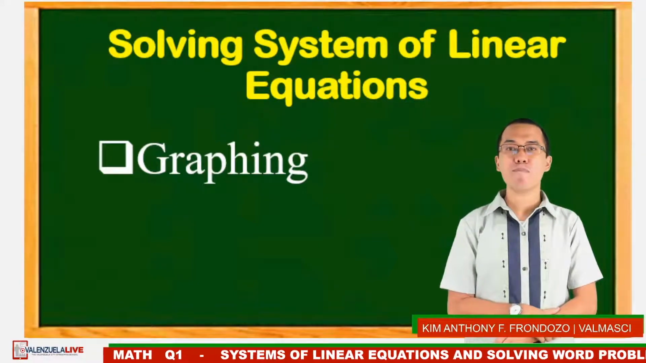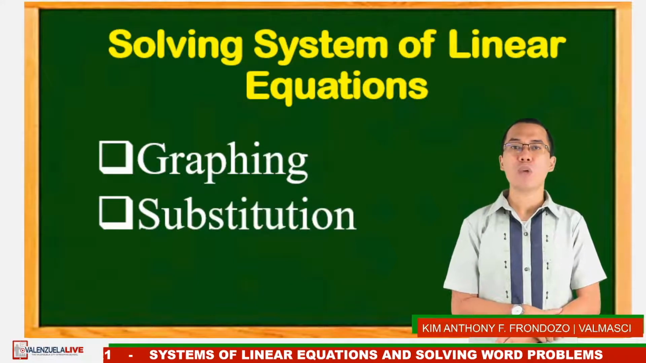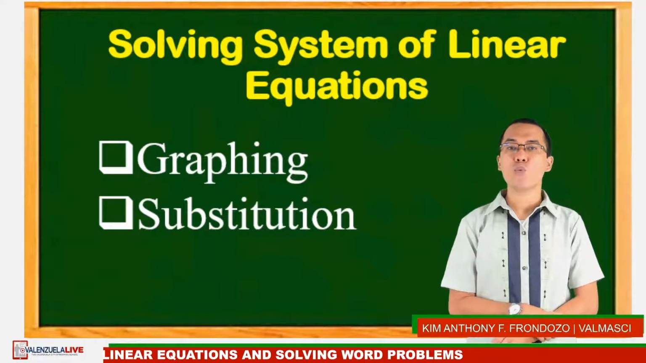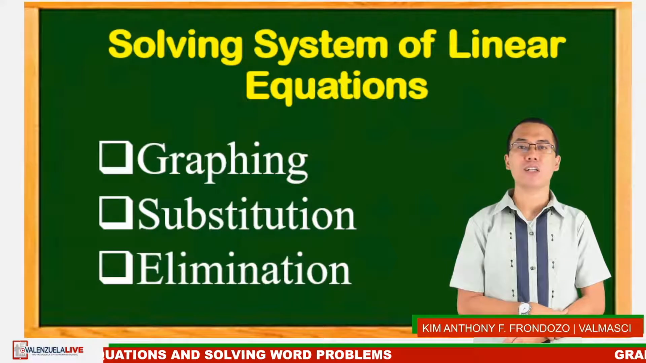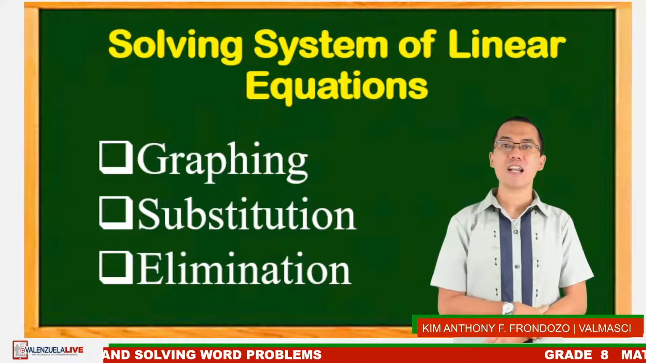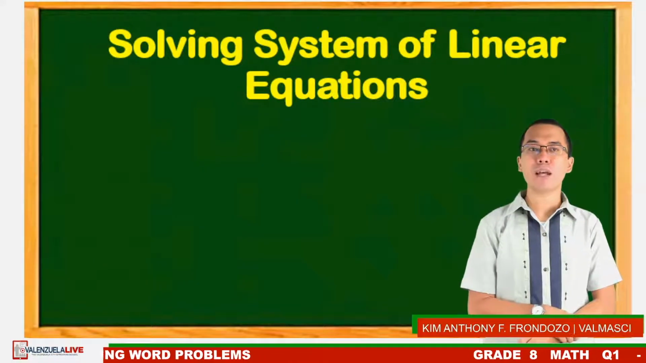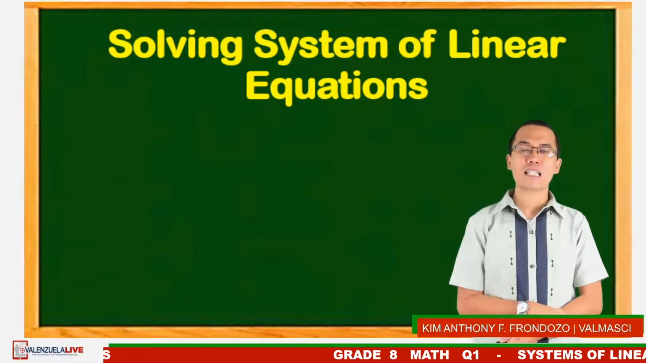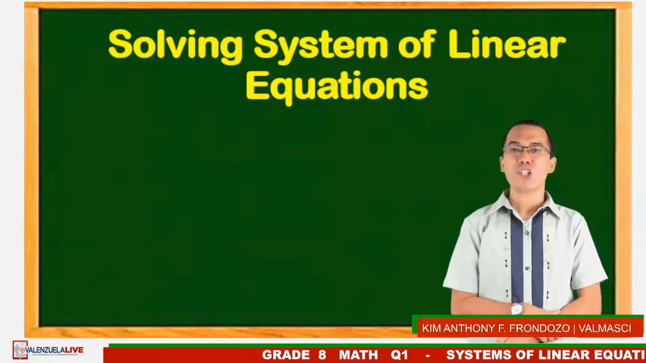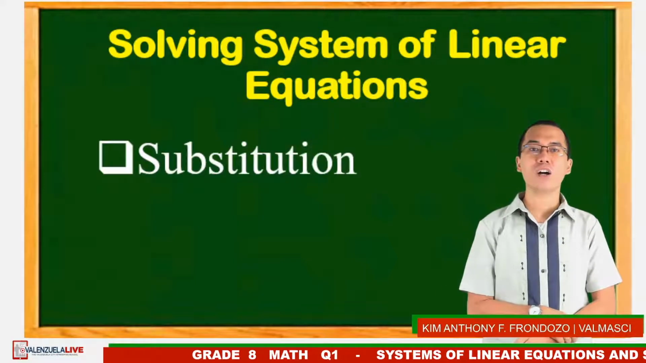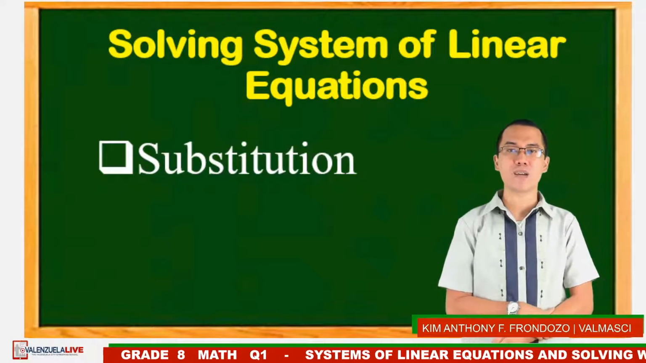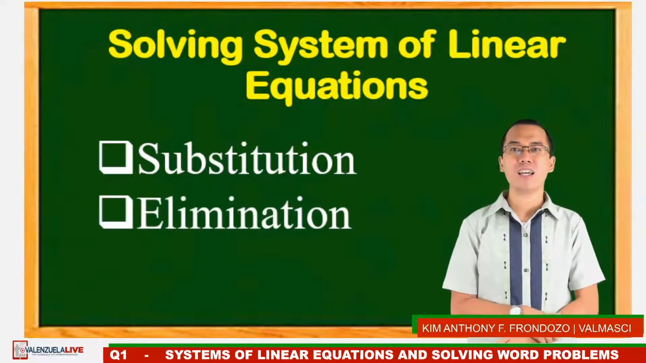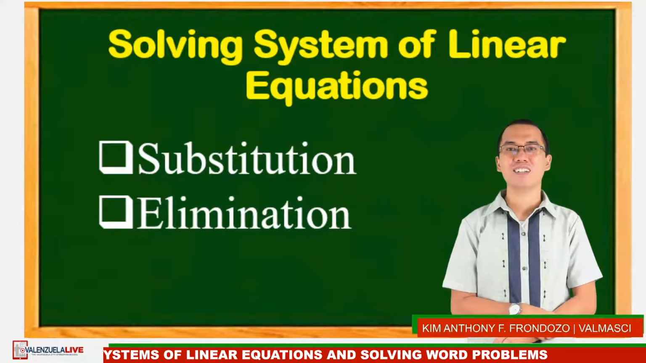First, we have by graphing. Secondly, we have by substitution method. And lastly, we have the elimination method. In our discussion earlier, we were able to graph and determine the number of solutions in a given system of linear equations. So we will just focus on the other 2 ways of solving systems of linear equations, by substitution method and by elimination method.